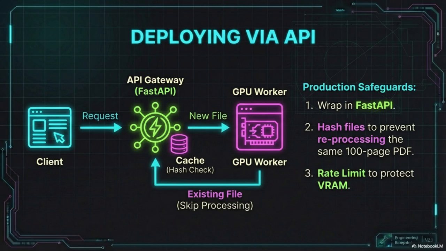Wait, if someone uploads the same company policy PDF 10 times in an hour? Don't reprocess it 10 times. Hash the file, check if you've already done it, and just return the cached result.